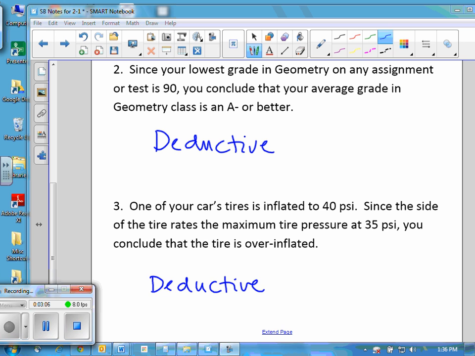This is deductive because your tire is at 40 psi, the maximum tire pressure is 35. Since 40 is more than 35, clearly your tire is overinflated.